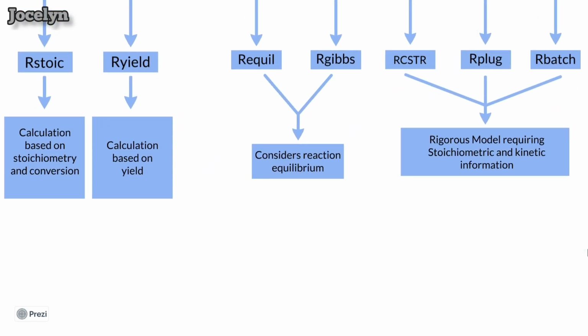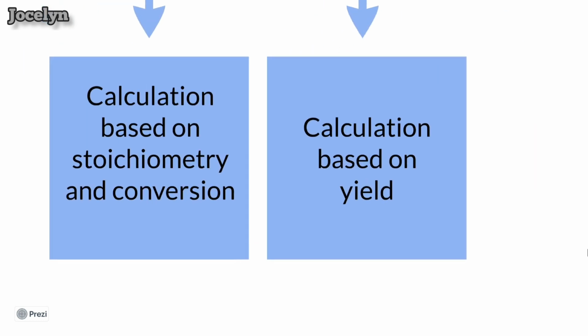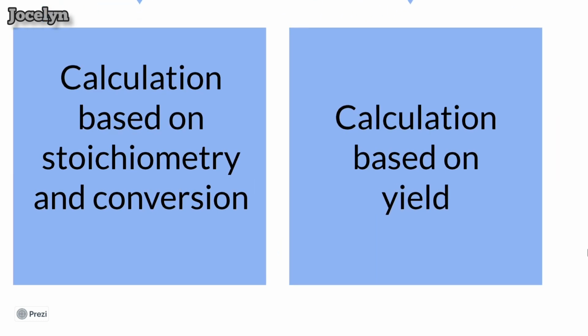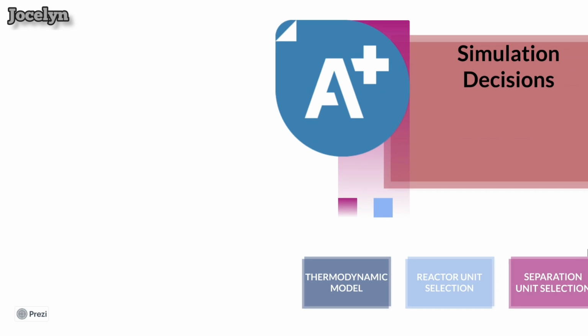So, within the mass-based model, we have our stoic and our yield. We need to specify a conversion for our stoic and yield for our yield. We have chosen to use our stoic throughout the whole simulation because our literature usually specifies reactions in terms of conversion, and it's more convenient to do so.